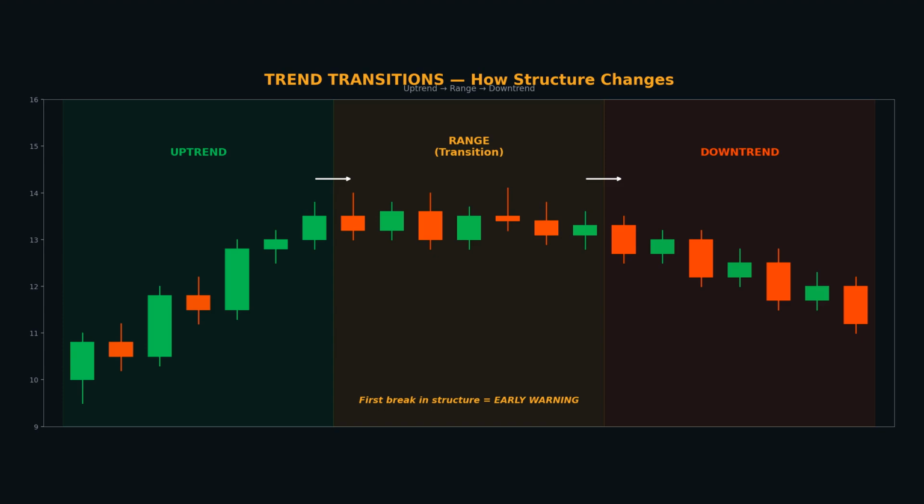The practical takeaway: when you see the first break in structure, that first failed higher low or failed lower high, start getting cautious. Don't fight the transition. Let the new structure reveal itself before you commit your money.